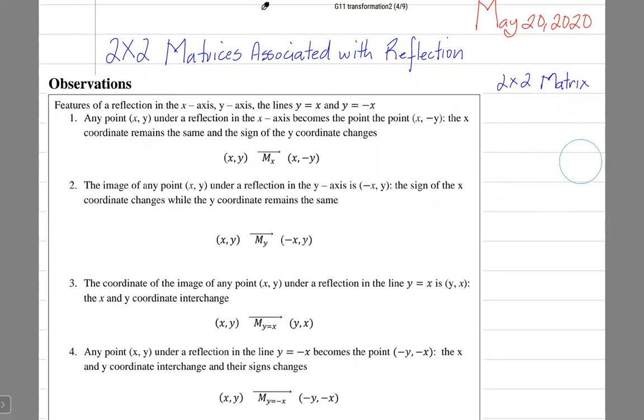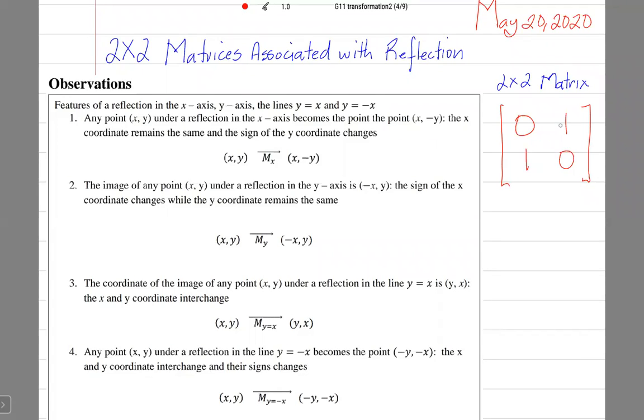All right, so the next matrix we looked at was the interchange matrix. 0, 1, 1, 0. And what we said is that the interchange matrix interchanges the x and y coordinate. X becomes y and y becomes x.